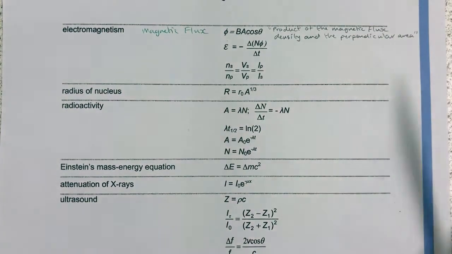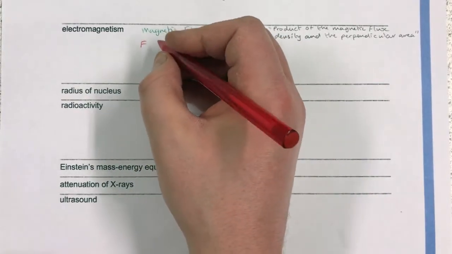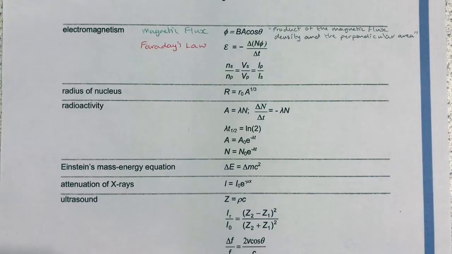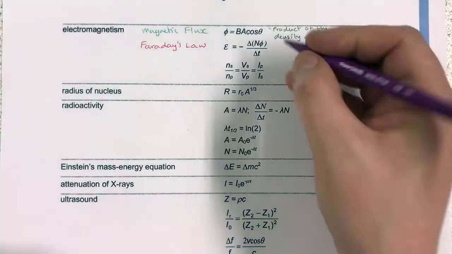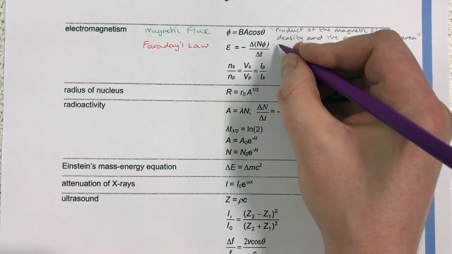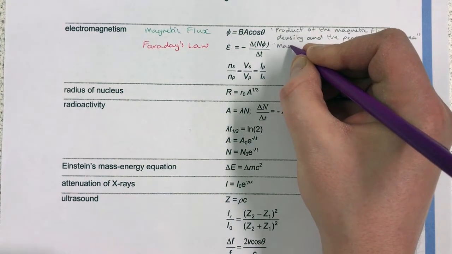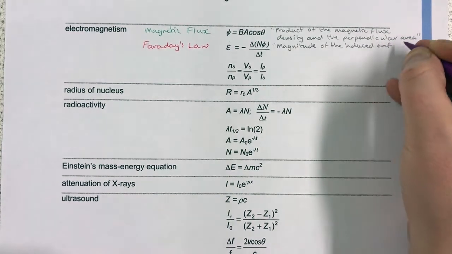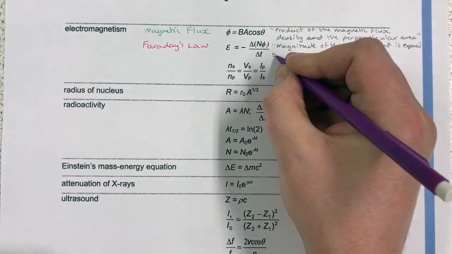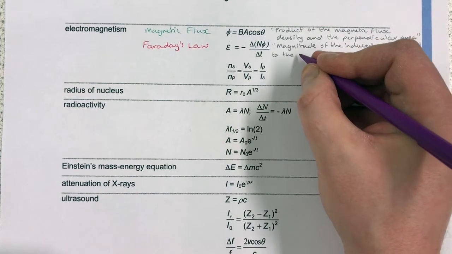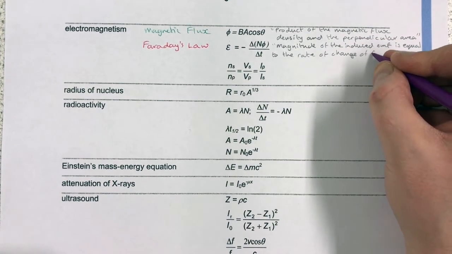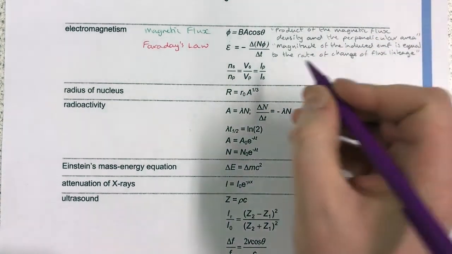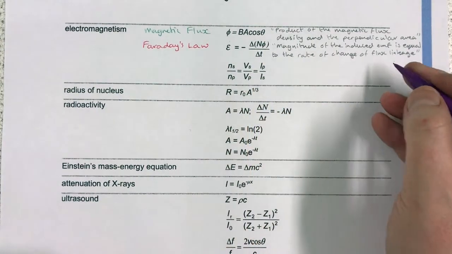The next equation is Faraday's law. Well, it's actually two laws in one, but we'll start with Faraday's. And we would say Faraday's law as the magnitude of the induced EMF, electromotive force, is equal to the rate of change of magnetic flux linkage, N phi being the magnetic flux linkage there.